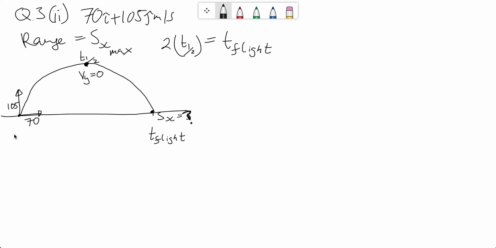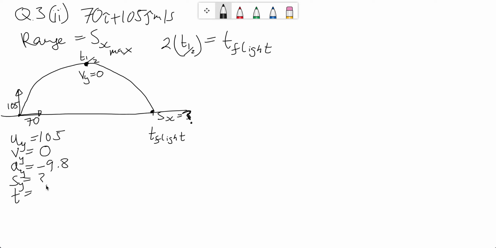Okay, so we start our usual u, v, a, s, and t. And these are all, of course, in the y direction. Even though I'm looking for the range, I'm using the quantities in the y direction because the time it takes to get up there is half the time it takes to go this distance. So the initial velocity is 105. Final velocity to the top will be 0. Acceleration minus 9.8. Distance, don't know.